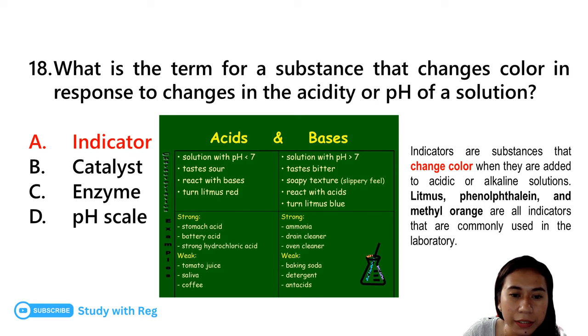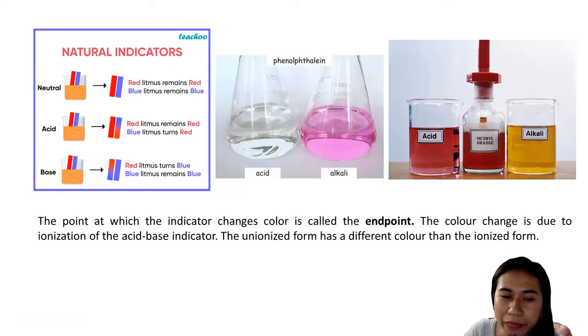Okay? So again, kapag red sa litmus paper, that's acid. Kapag blue, that's base. Okay? Blue, base. Letter B, blue, base. Acid, red. Sounds like acid rain, 'di ba? So here, natural indicator yung litmus paper, ha? Yan, alam nyo na yan.